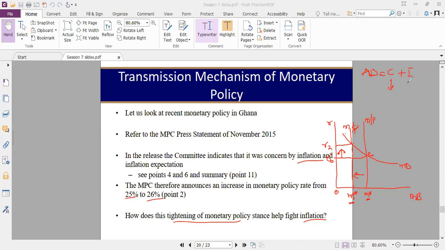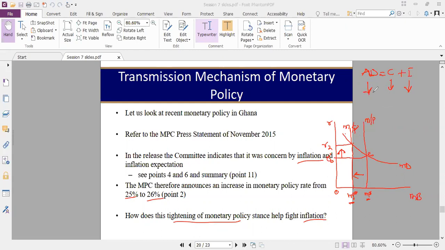Businesses are also not going to take their usual investment activities, because interest rate has now gone up. So businesses would want to convert all their cash to buy something that has a higher interest rate. So businesses' investment will also decrease. And if these two are decreasing, meaning aggregate demand will also decrease.